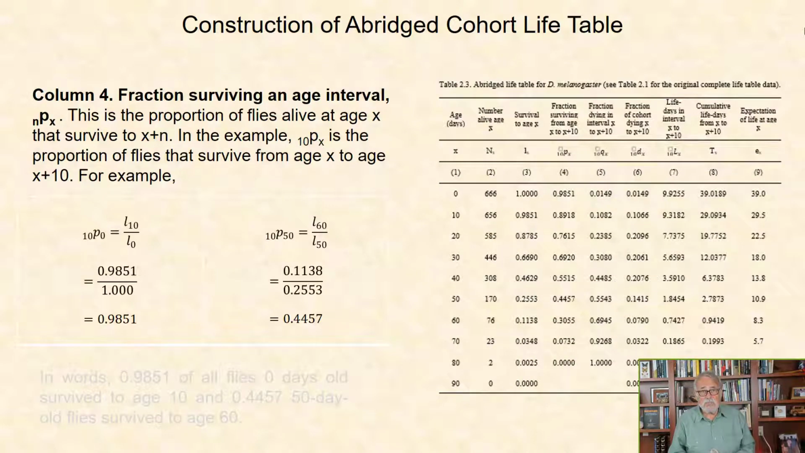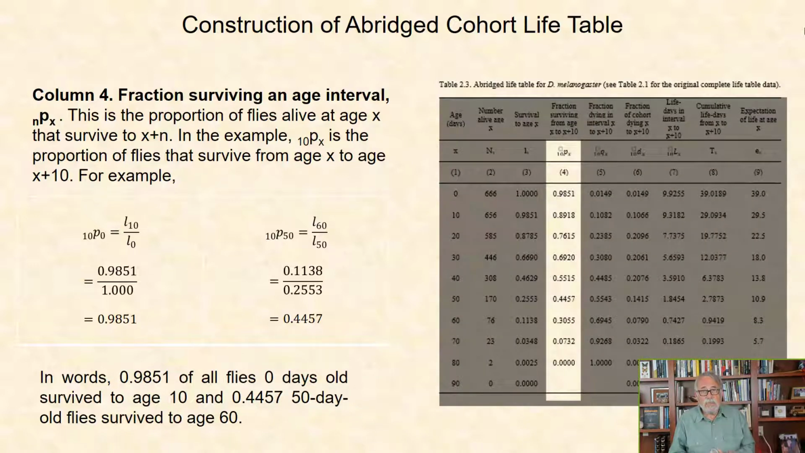Column 4 contains the fraction surviving in an age interval, npx. This is the proportion of flies alive at age x that survive to age x plus n. In the example, 10px is the proportion that survived from age x to age x plus 10. Here are example computations for the abridged table px. In words, 0.9851 of all flies age 0 survived to age 10, and 0.4457 of 50-day-old flies survived to age 60.